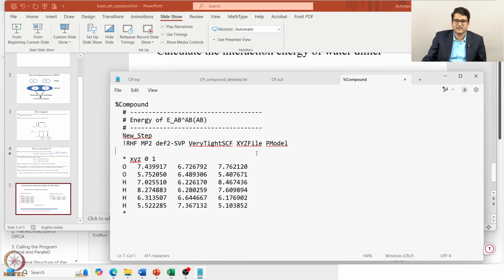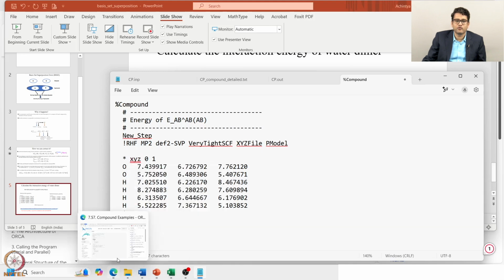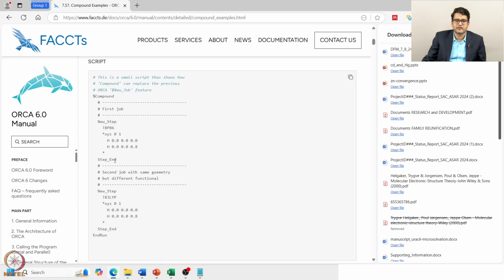XYZFile actually writes the XYZ file of the individual geometry to your disk, and the PModel gives you the guess for the Hartree-Fock. Every SCF has to start with a guess set of orbitals, and this uses the PModel guess for the SCF orbitals. Now this is done, my calculation. So I have to end this step with the command step_end.